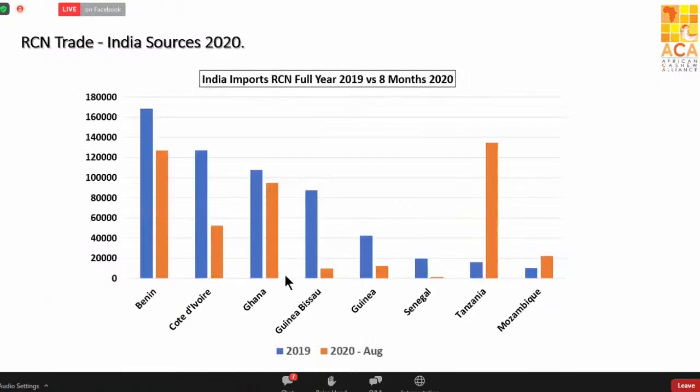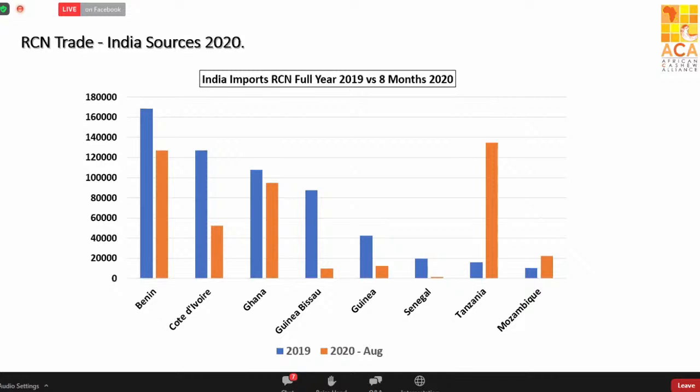Look at the Indian situation. This is a comparison of Indian imports, now full year 2019 versus 8 months of 2020. So it's just to give us an indication. And you see a similar situation. Purchases by Indian processors from Cote d'Ivoire are very well down. Slightly down for Ghana. And essentially what you see is heavy purchasing early in the year from Tanzania and much lighter engagement by Indian buyers as their coronavirus crisis, the lockdown, continued.